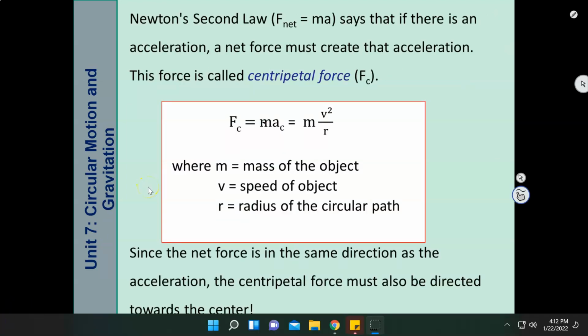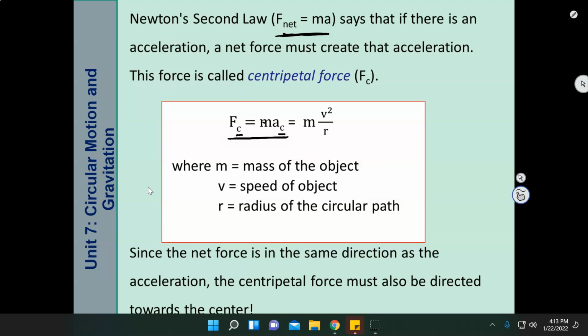We are also going to relate Newton's second law of motion, which was net force equals mass times acceleration, to circular motion. If there's an acceleration, a net force must be acting to create that acceleration, and we call that net force a centripetal force, even though that force is supplied by one of our other forces that we are aware of. We call it a force centripetal. We can relate the second law of motion to circular motion just by using those little subscripts for the centripetal force and the centripetal acceleration, and we can substitute them in there.